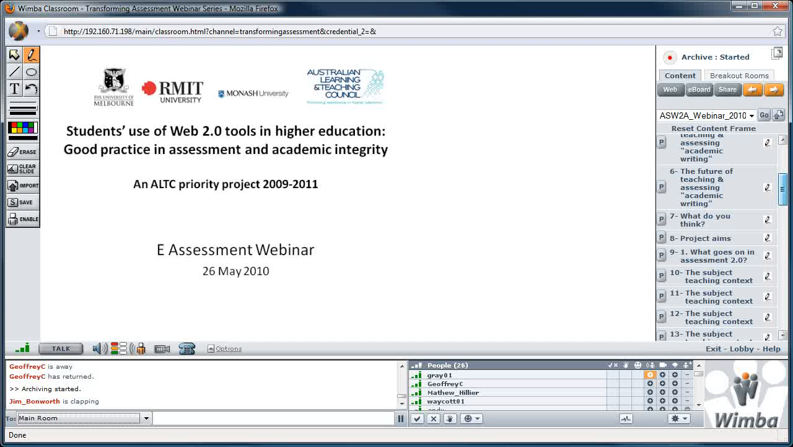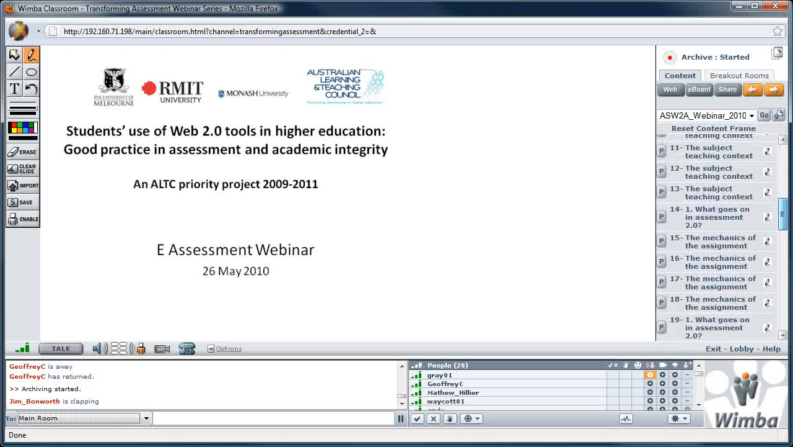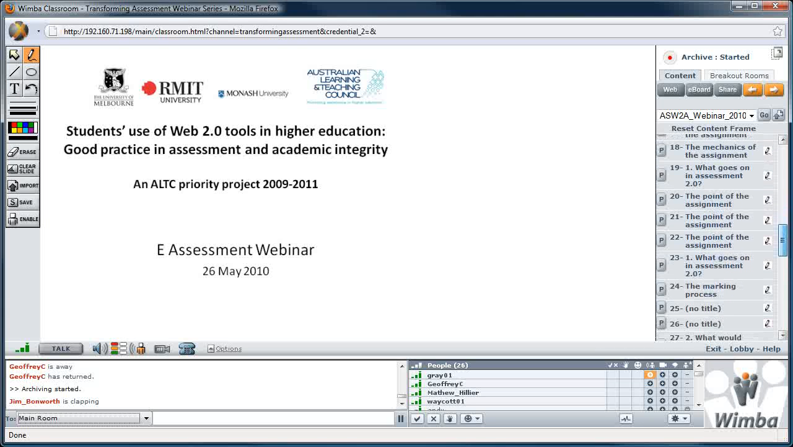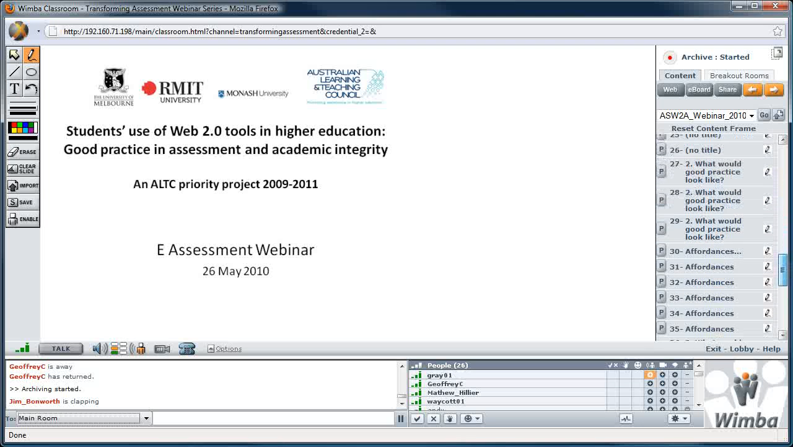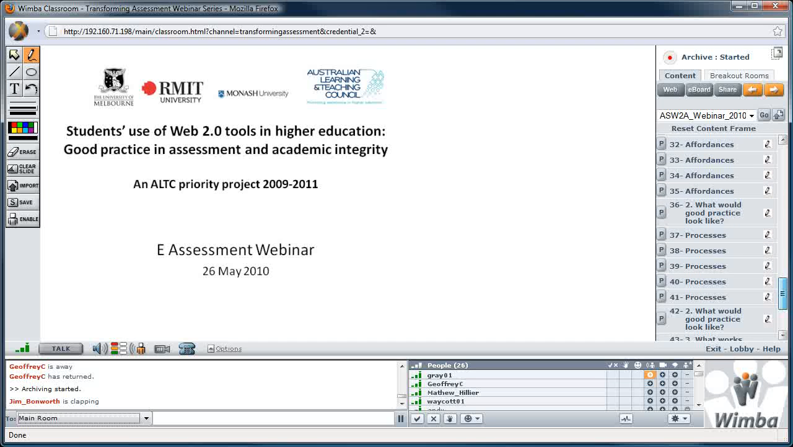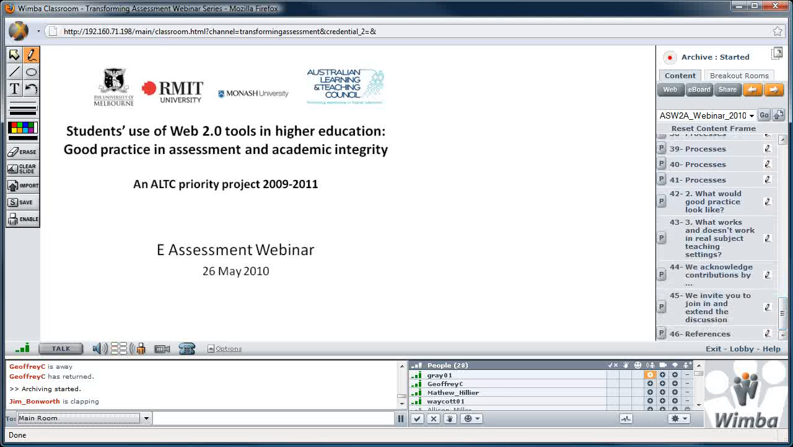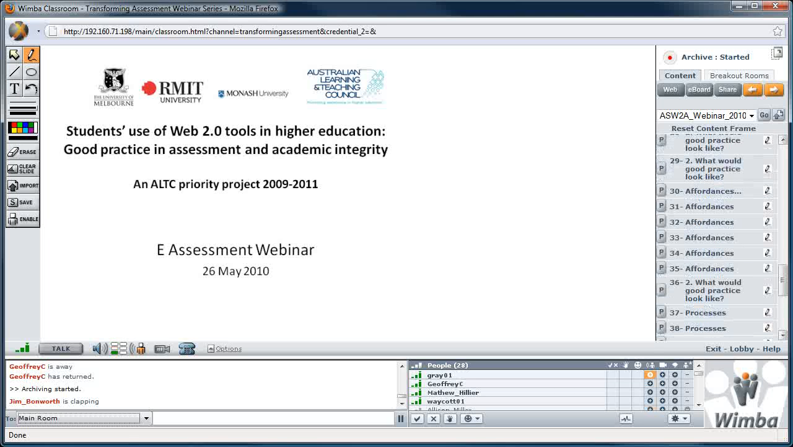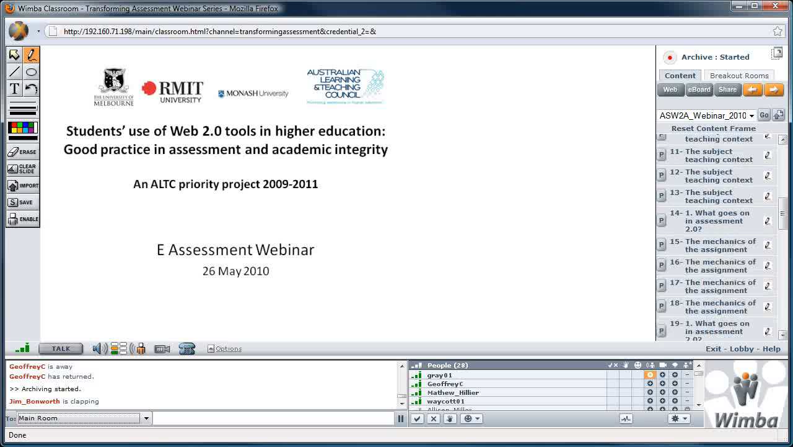What I'd like to say before we go any further is that we are not Web 2 boosters per se. We, as a project team, determined that there was a great deal of interest and theorizing about using Web 2 tools in higher education. In particular, a lot of conversations were being started about using them for assessment, but there was very little practice knowledge being shared about how this was being done or how it might be done well.